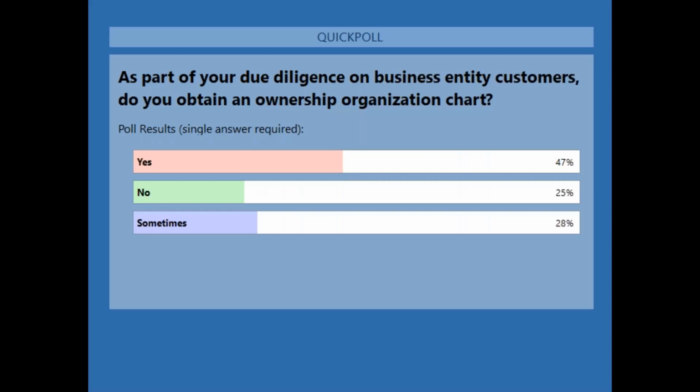Okay, so almost half of people said yes. About 47% get an organizational chart, 25% say no, and 28% say sometimes. So I imagine it really depends on the customer, where if it's a single proprietor, you may not need an organizational chart. What other factors do you think might affect this? Yeah, it depends on how complex the entity is, and whether it's directly owned by individuals, in which case you could stop there because it's owned by individuals, or if there are layers of companies involved. Exactly. So it just depends. Yeah. Okay, good.